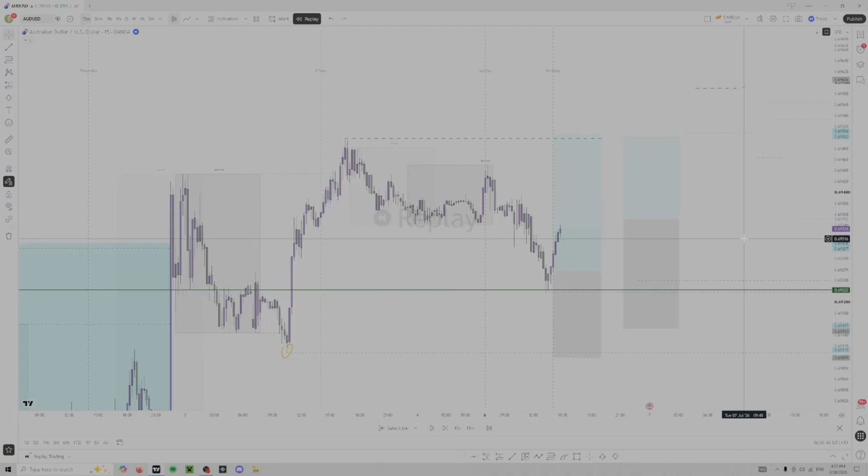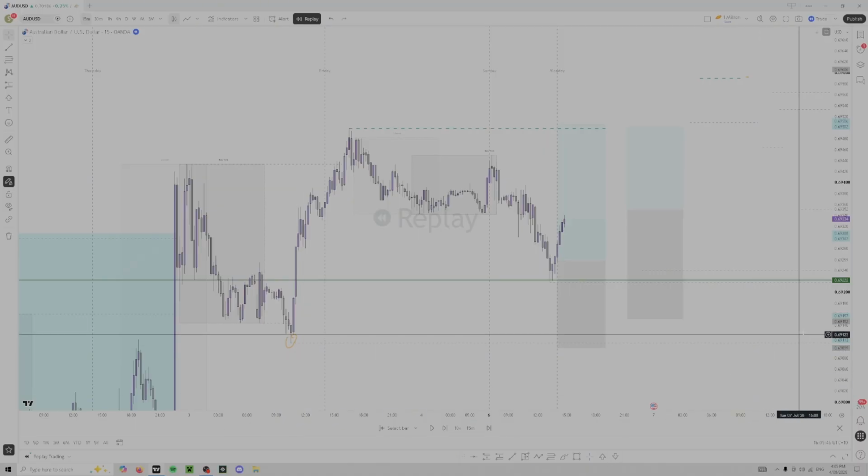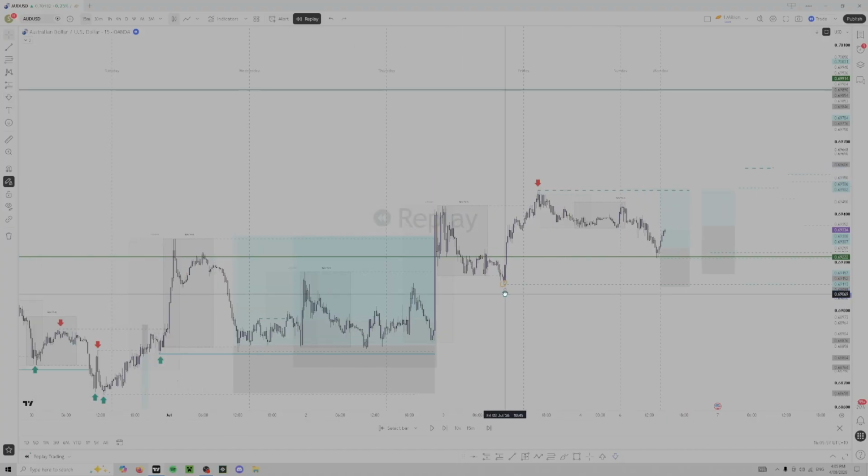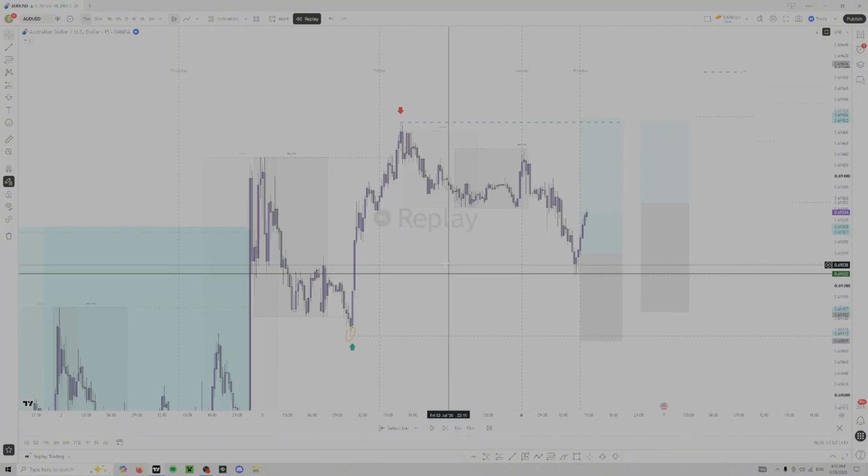Okay, my third buy for the week. Pretty much just the same concept as before. Like, this is our higher low to higher high, higher low, higher high in an uptrend. I want to buy.